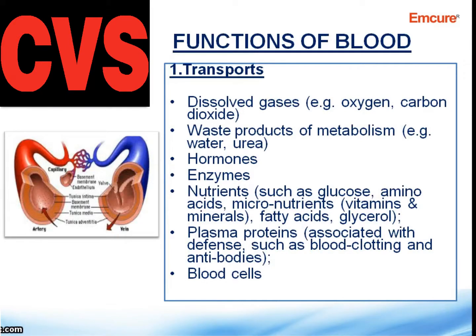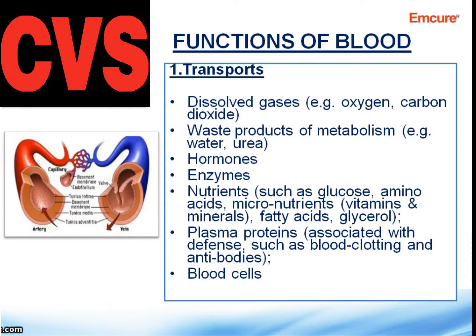What are the important functions of blood? Well, we all know that it helps in transportation. It transports dissolved gases like oxygen and carbon dioxide. It transports waste products of metabolism, for example water, urea, ammonia. Of course, hormones and enzymes. Then nutrients such as glucose, amino acids, micronutrients like vitamins, minerals, fatty acids, and glycerol.